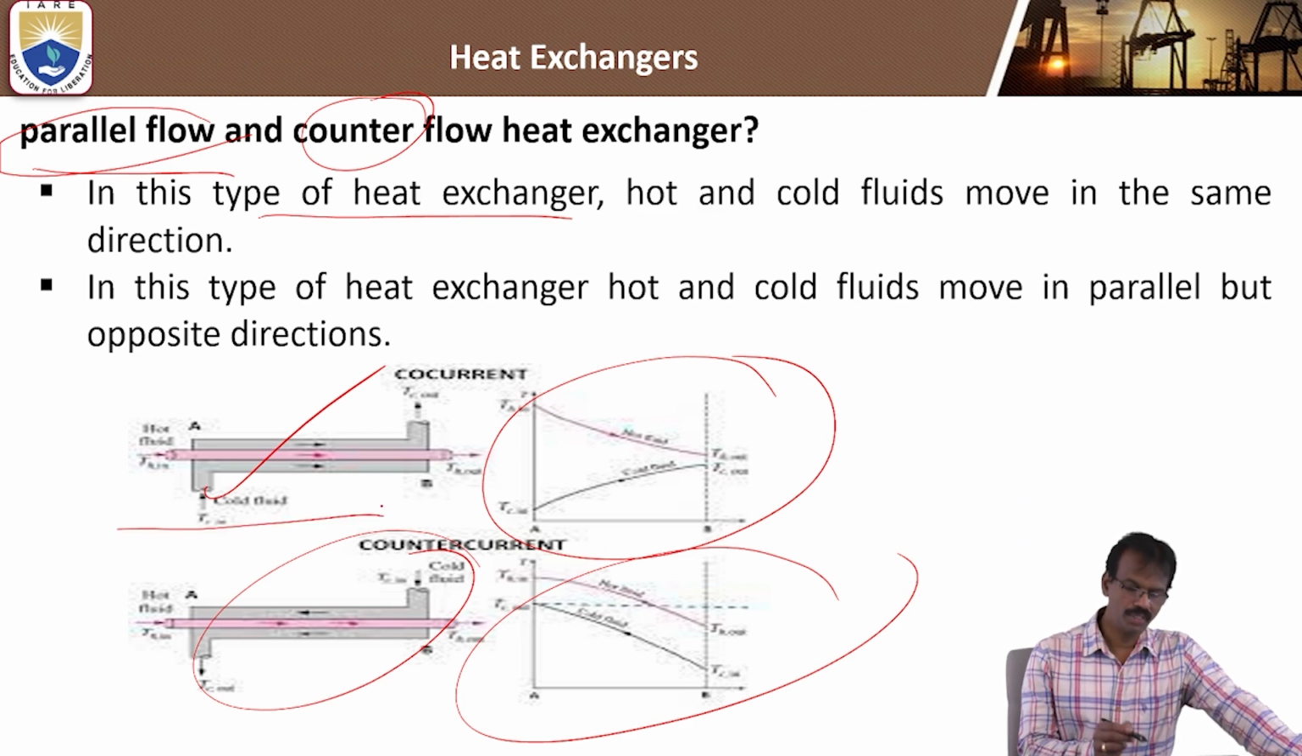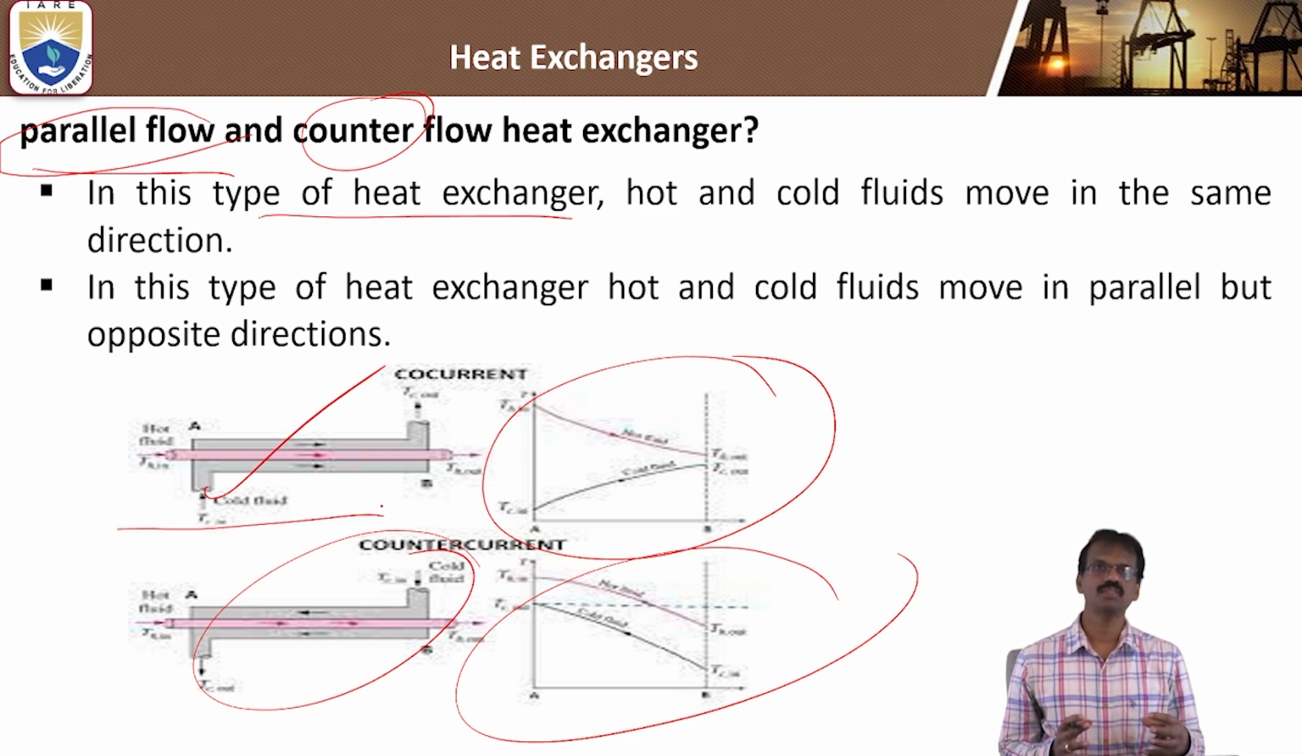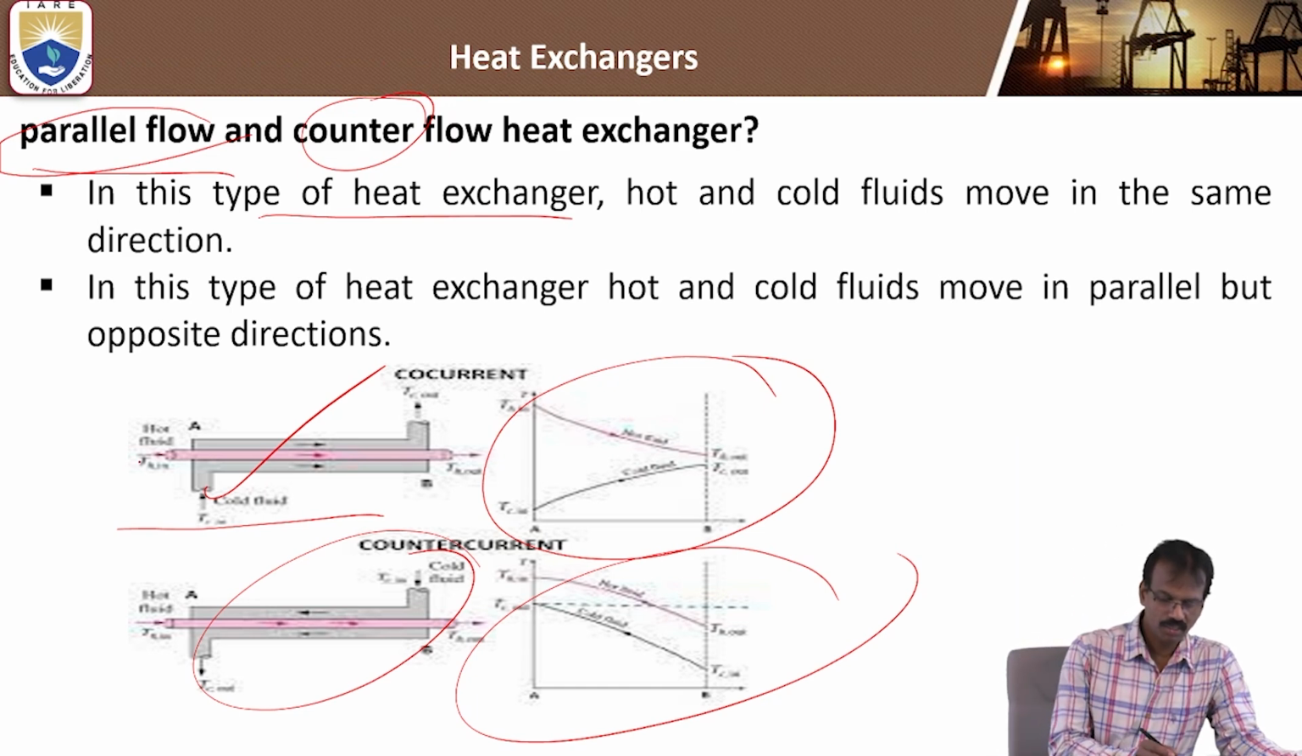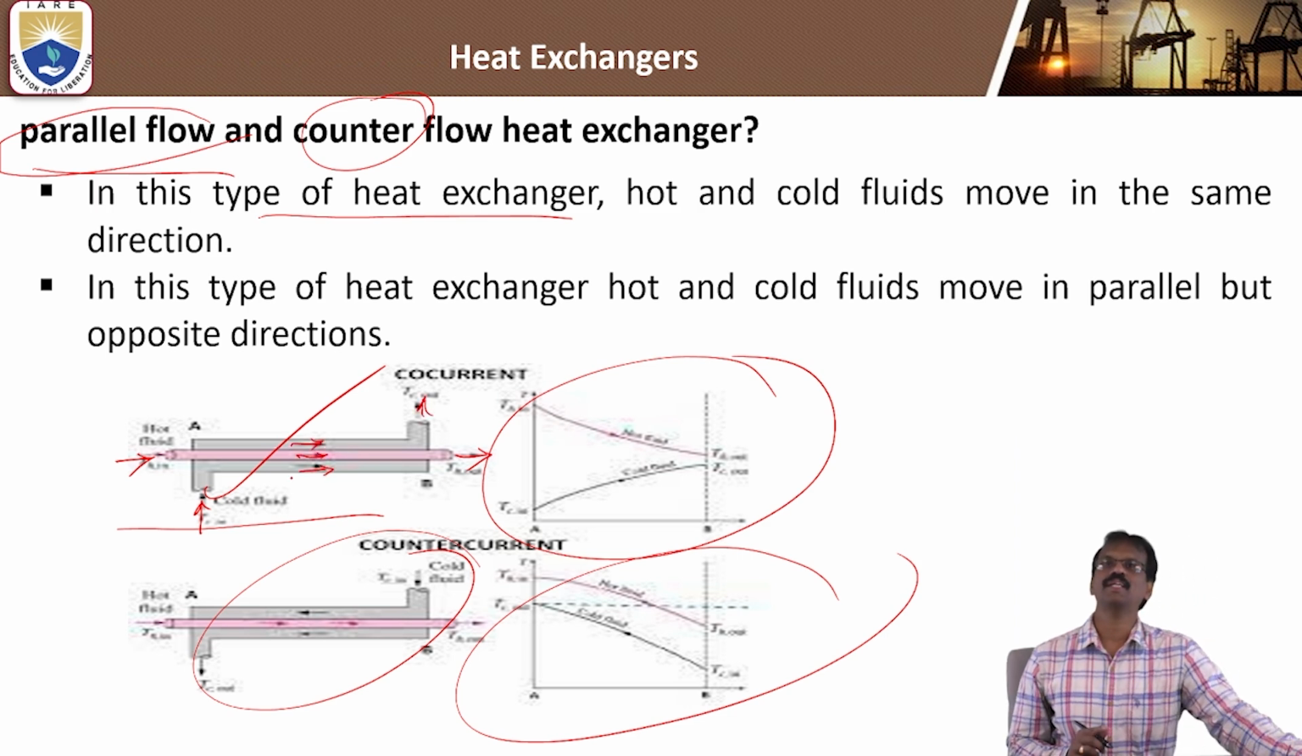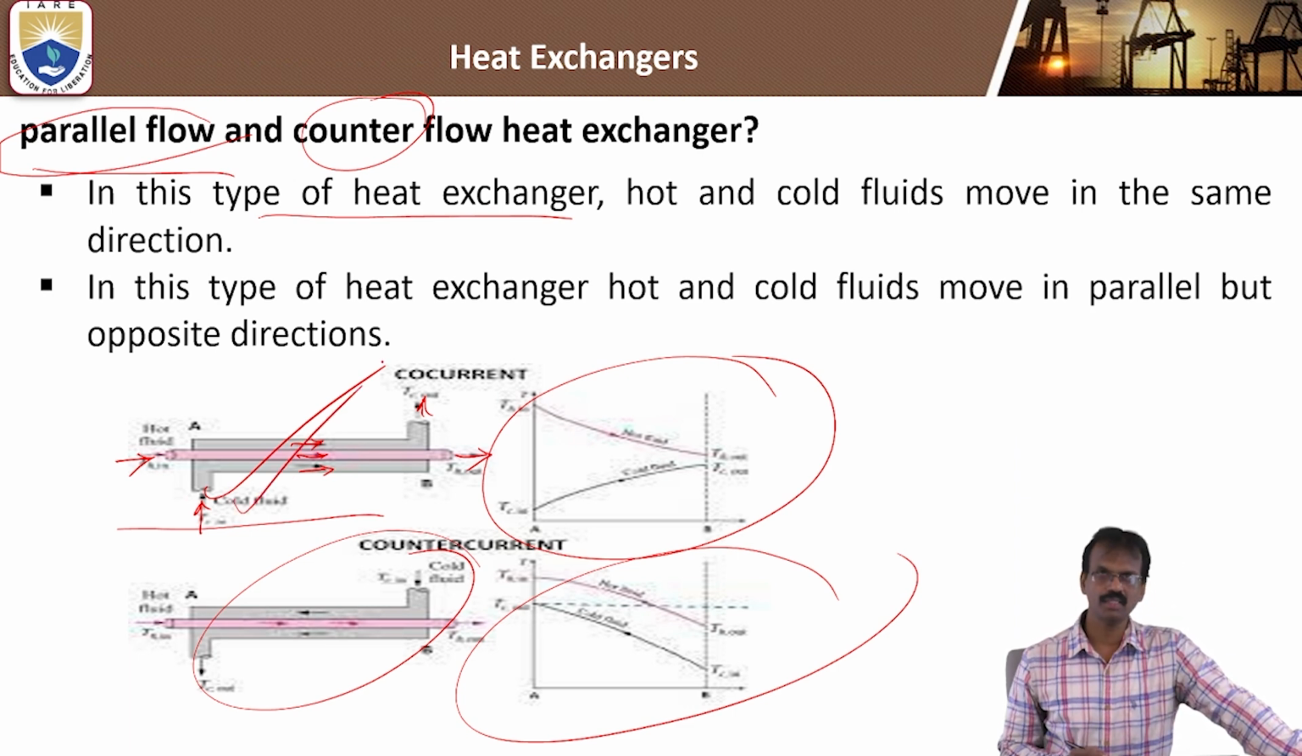In a parallel flow heat exchanger, both the fluids enter on one side and leave on the other side. It means both the fluids, hot and cold fluid, move in the same direction and parallel to each other. Here, hot fluid enters, hot fluid leaves. Cold fluid enters, cold fluid leaves. So this type of heat exchanger is nothing but the parallel flow heat exchanger.